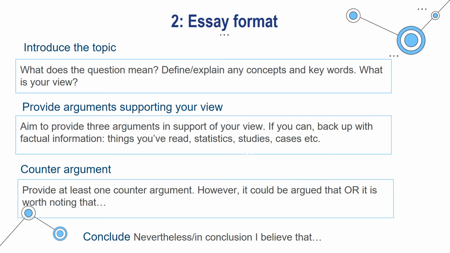Otherwise, it's not a critical evaluation. So you could say something like, however, it could be argued, or it is worth noting that, and then give your counterpoint. But in conclusion, nevertheless, I believe that, and then you fully set out your conclusion and just summarise the arguments you said earlier that were in support of your view. So in summary or in conclusion, I believe that, and then you conclude because X, Y, Z. Okay, so if you aim to stick to this format, you can't go far wrong.